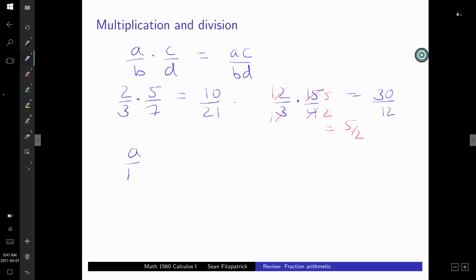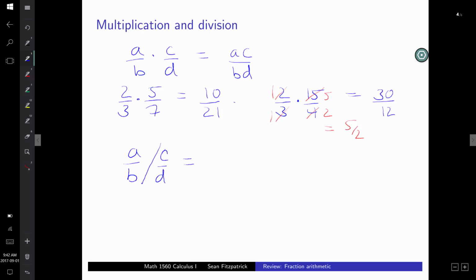Division. Now, when you want to divide, remember that the way we define division in general for real numbers is that you divide by a real number by multiplying by the reciprocal. And for fractions, reciprocals are easy. You just flip them over.